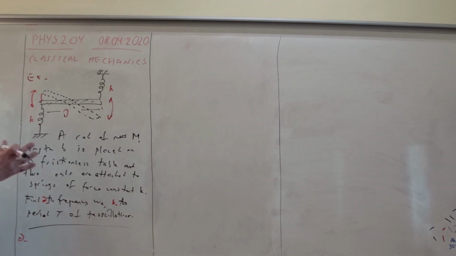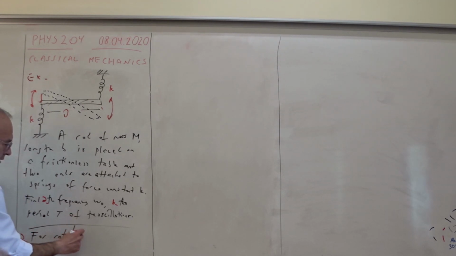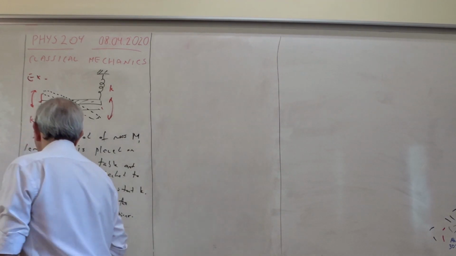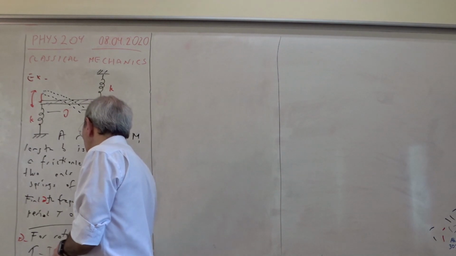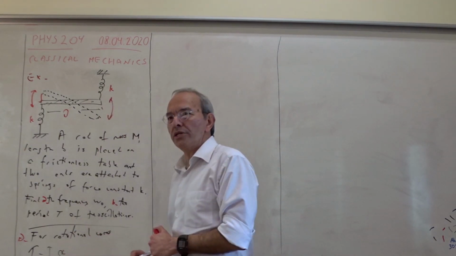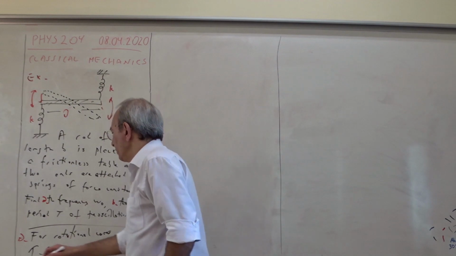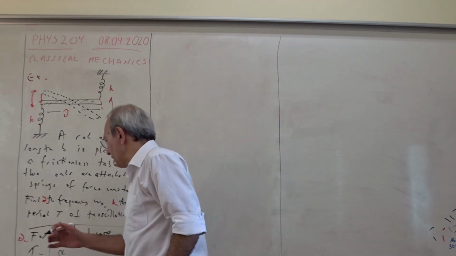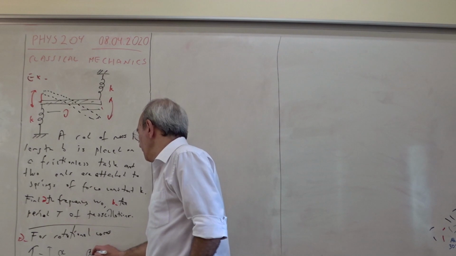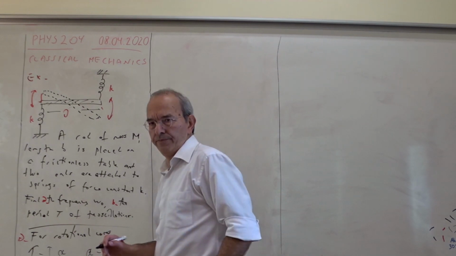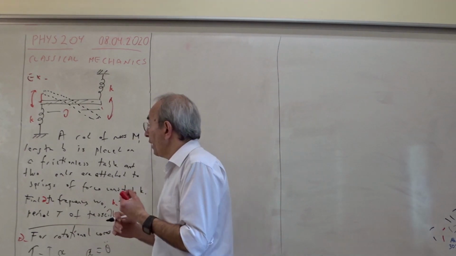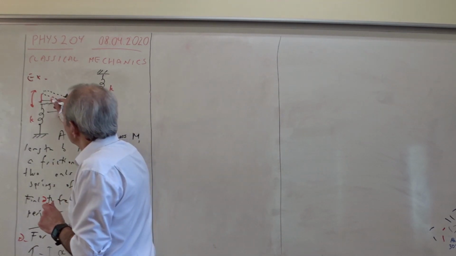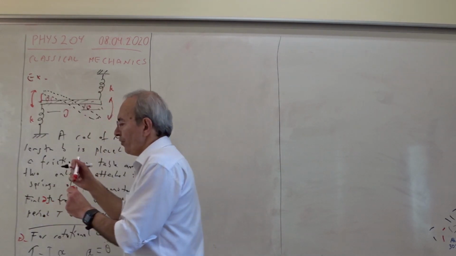For instance, we have F equals Kx, but for the rotational cases, like this one, we have tau equals I alpha type of equation. Okay? Instead of F equals ma, we have tau equals I times alpha. But alpha, we know, is theta double dot. It is the second time derivative of the angle. What is the angle? This small angle is theta.